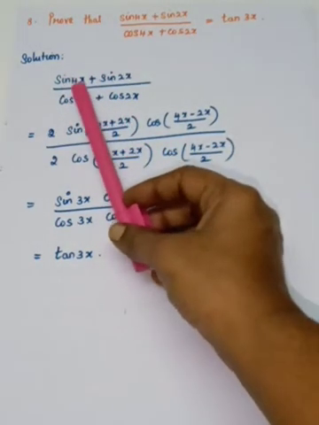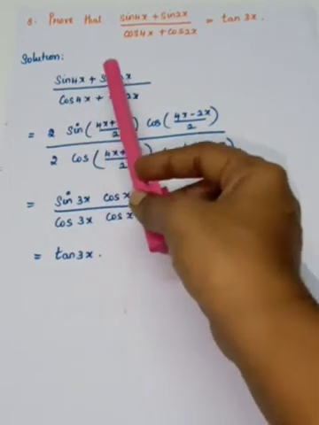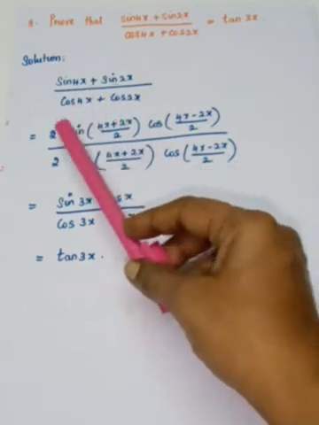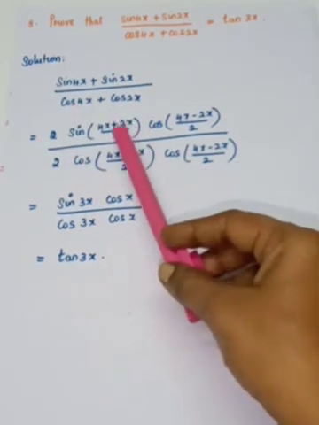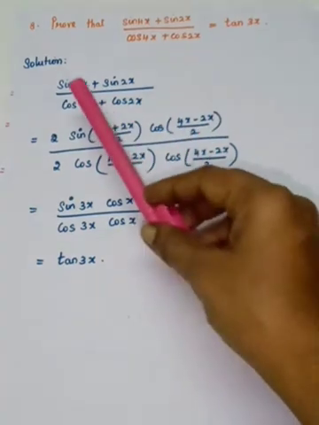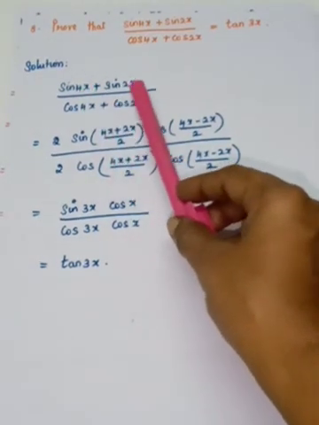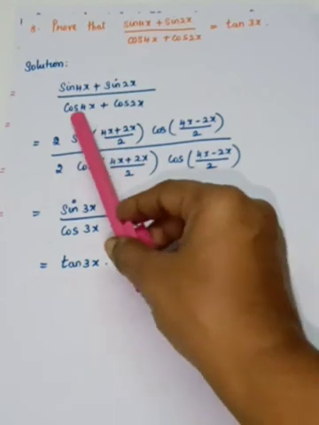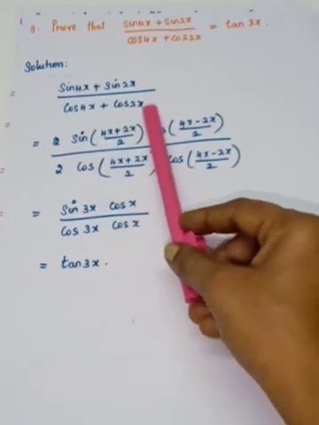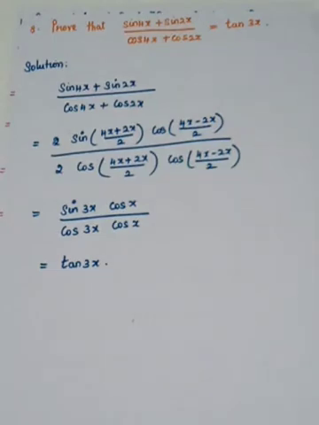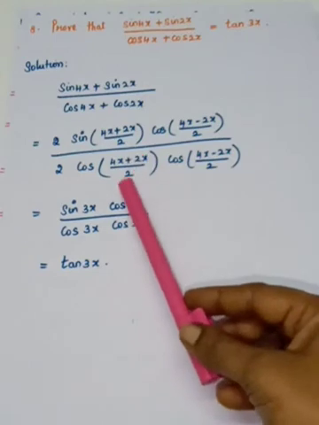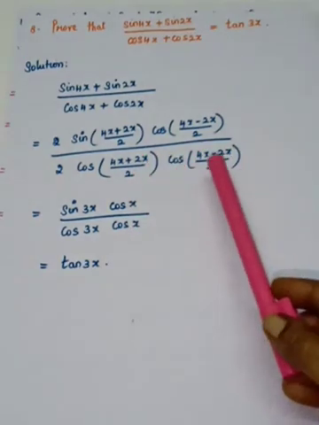It is in the form of sin C plus sin D. The formula for sin C plus sin D is 2 sin (C plus D) by 2 cos (C minus D) by 2. What is your C? 4x. What is your D? 2x. Okay, and coming to the denominator, it is in the form of cos C plus cos D. The identity for cos C plus cos D is 2 cos (C plus D) by 2 cos (C minus D) by 2.